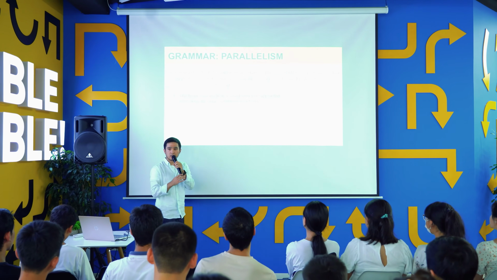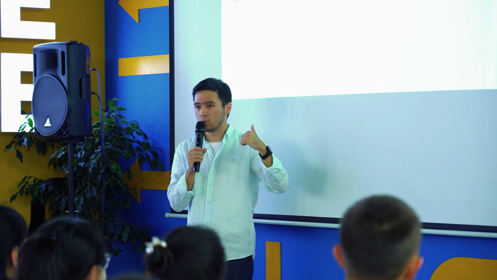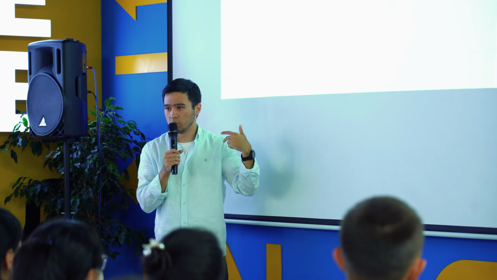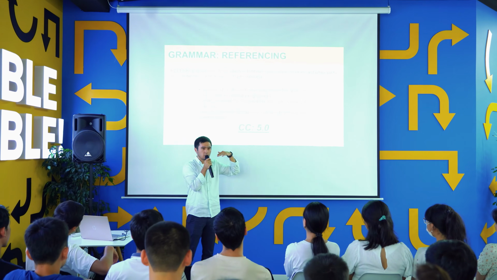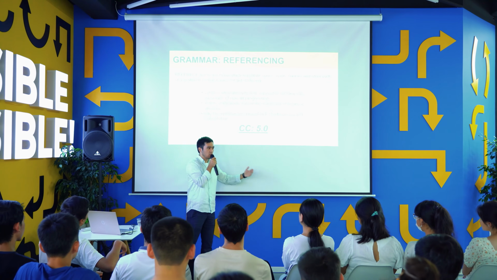So you understand what is parallelism? When you use coordinating conjunctions, which are words like and, but, so, both sides of the words must be equal. So when you write sentences like this, let's say, the number of people who visited England increased, and after that, the number of people went down.